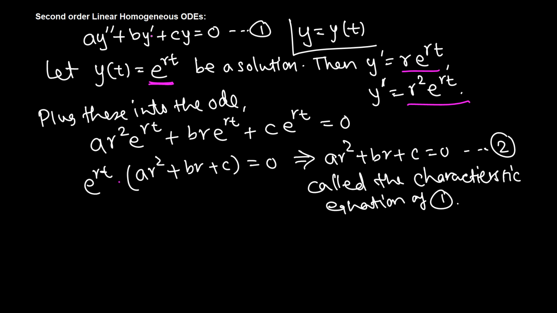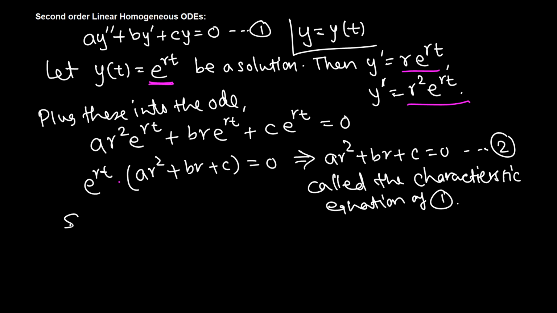And in fact, the nature of the solution is determined by this equation. I mean, the solutions are characterized by this quadratic polynomial in r, where r is unknown. This is called the characteristic equation of 1. And when we solve this equation 2, which is a quadratic equation, we have three cases. The roots could be real and distinct, the roots are complex conjugates, or the roots are equal.